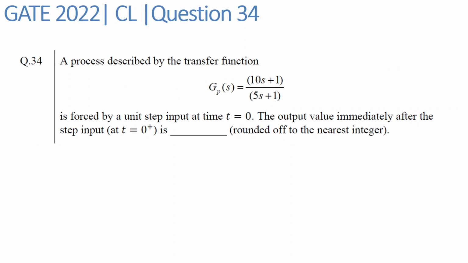Hello everyone, we are solving question 34 of GATE 2022 Chemical Engineering paper, and the topic is Instrumentation and Process Control. The question is, a process described by the transfer function Gp of s is equal to (10s plus 1) upon (5s plus 1) is forced by a unit step input at time t equal to 0. The output value immediately after the step input, that is at t equal to 0, is dash.